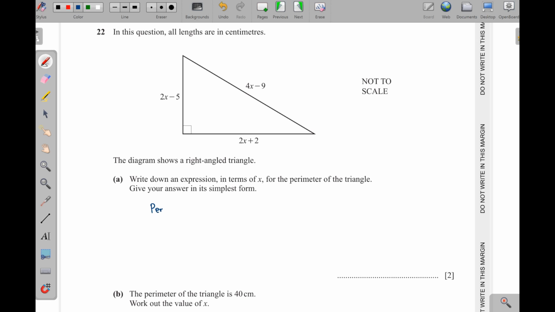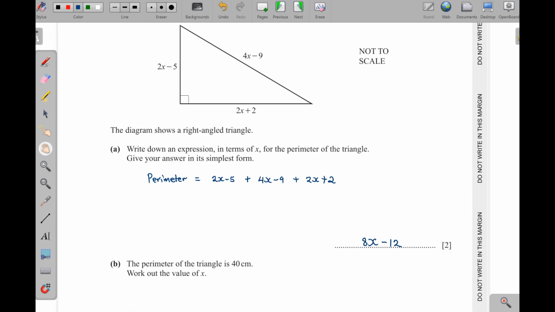Now we know that for perimeter, we sum up all the lengths around the shape. So perimeter is going to be 2x minus 5. Then we add 4x minus 9. We also add 2x plus 2. Now 2x plus 4x, that is 6x plus 2x, that will be 8x. So we shall have here 8x. And then negative 5 minus 9, that will be minus 14, plus 2, that will be minus 12. So minus 12, and that is our answer.